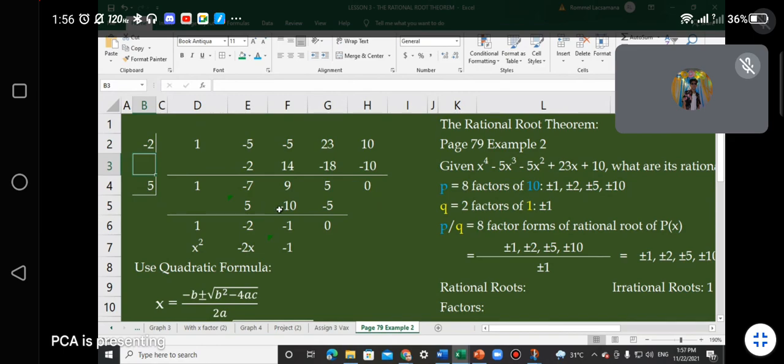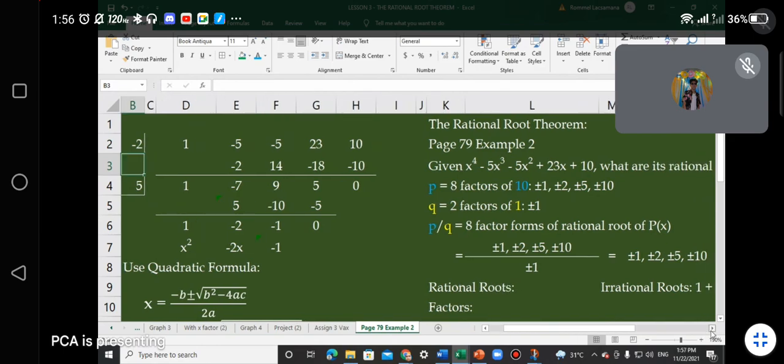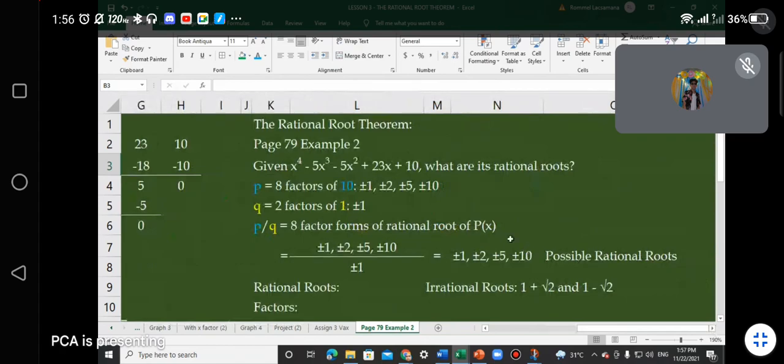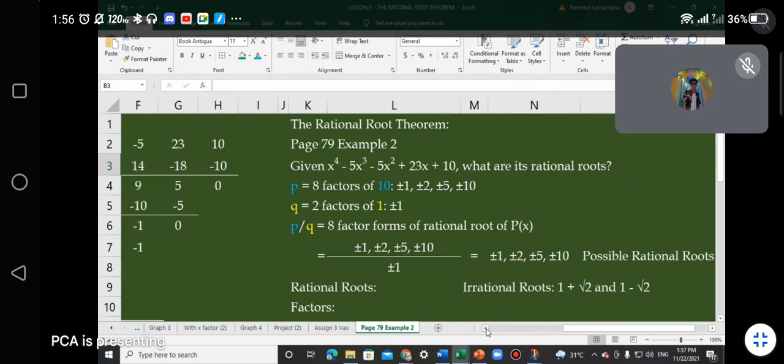No, you're increasing. So for me, amongst the possible rational roots, I tried 1, negative 1, they failed. A positive 2 failed, a negative 2 is okay. So you should be fast.